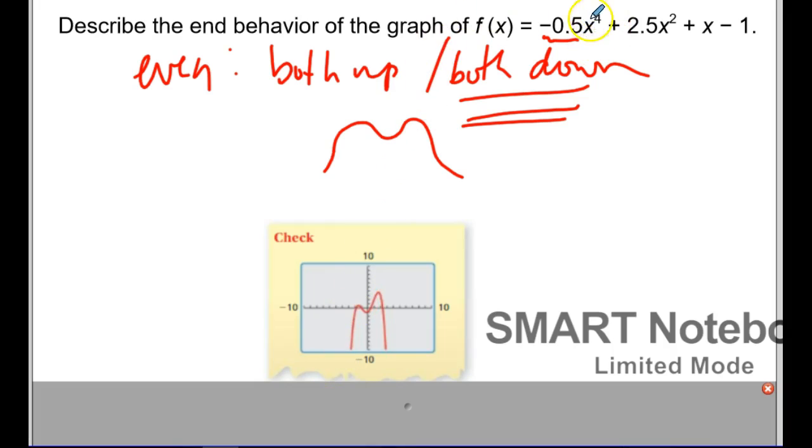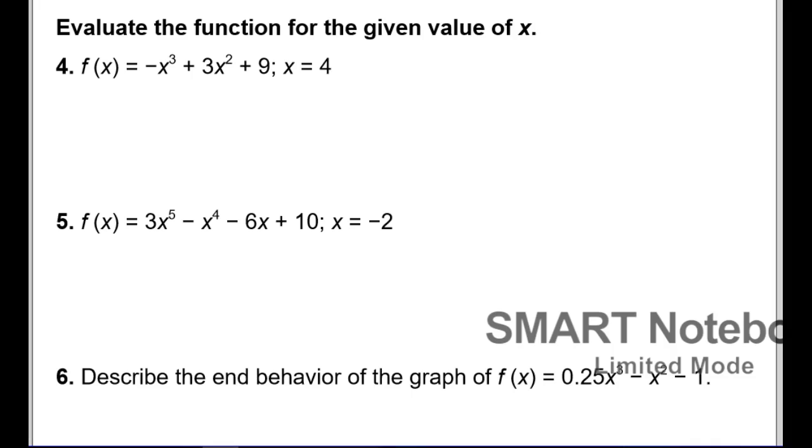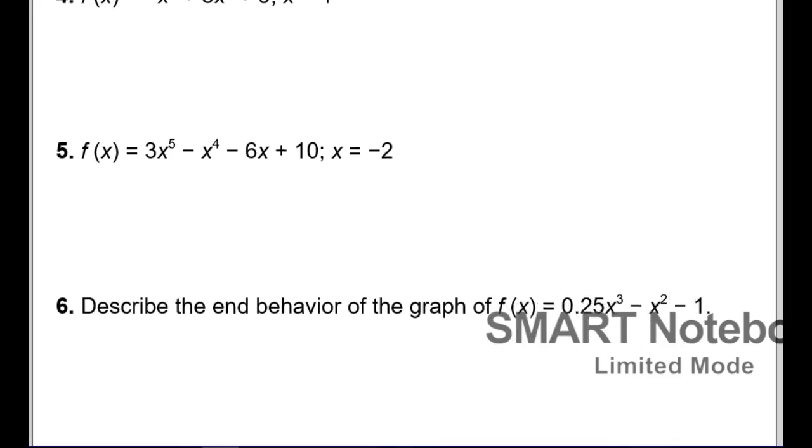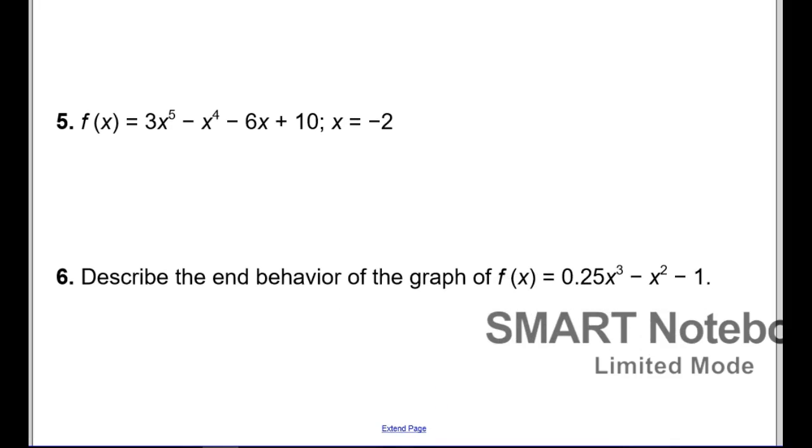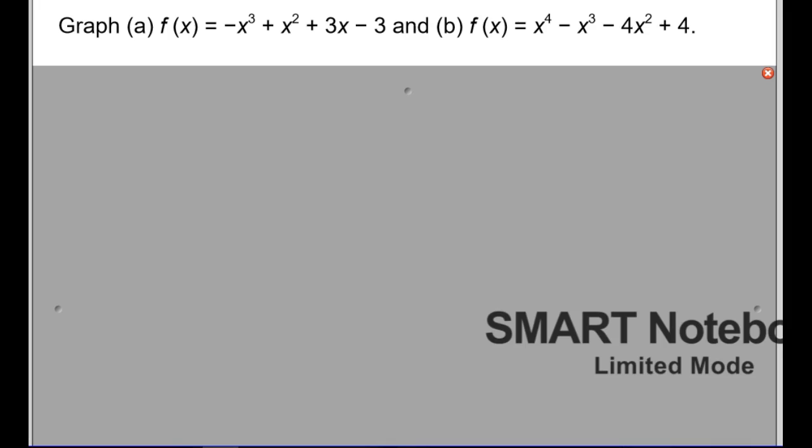So we always want to just see, is this even or odd? And then is it going to go up or down? That's really the questions we kind of ask when we're looking at these polynomials. So now I want you to try these. Definitely look down at this number 6 and see if you can see what the end behavior would look like for that one.